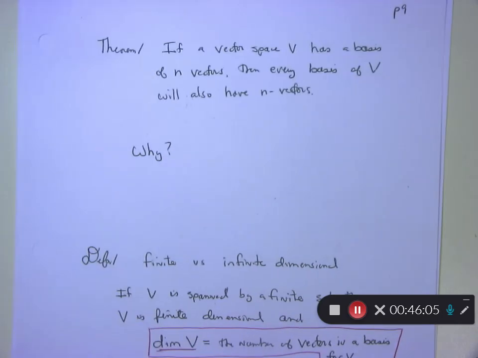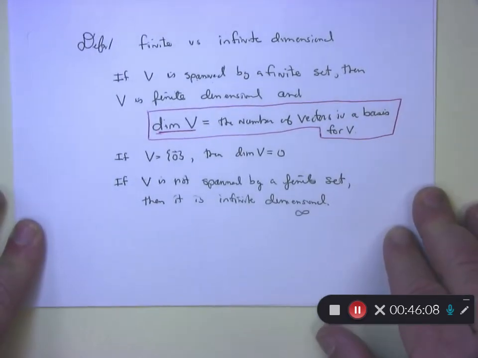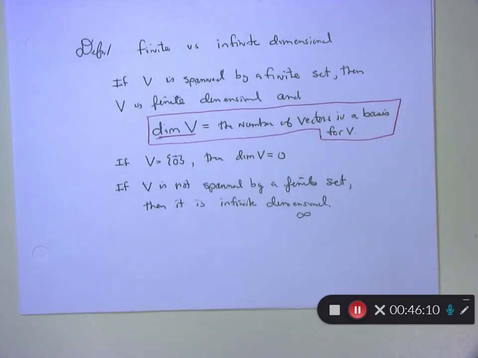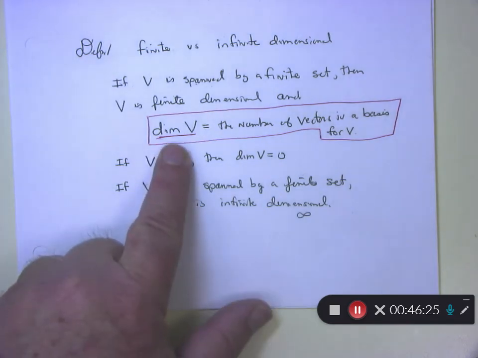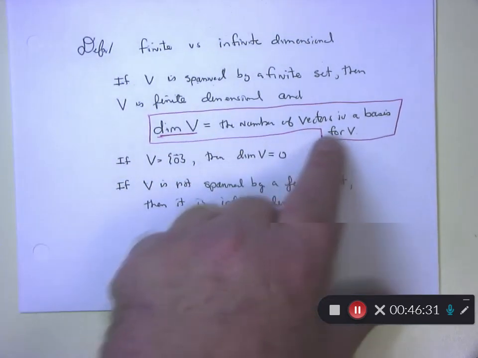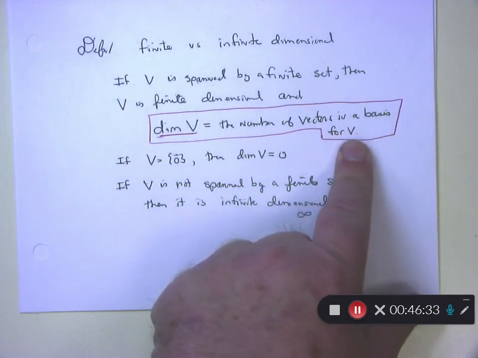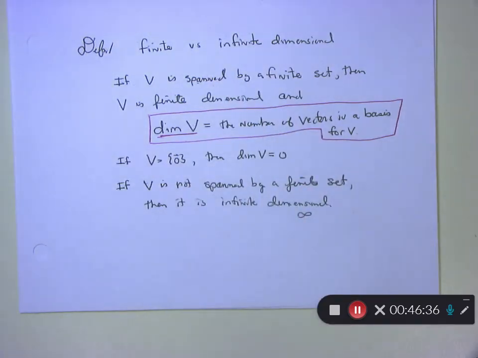So from that, and I've already mentioned it, but now it's official, a definition. Finite versus infinite. If V is spanned by a finite set, then V is a finite dimensional vector space. And the dimension of V, here it is right here, I put it in red, you guys can see this: the dimension of V is the number of vectors in the basis for V. And you can have more than one set of vectors that make a basis.